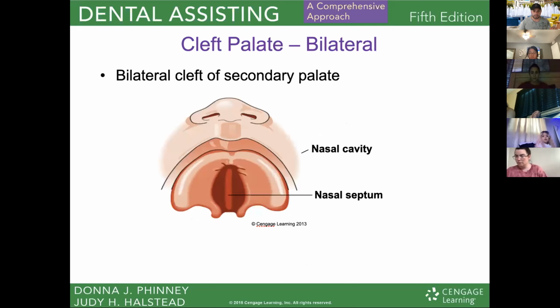A cleft palate, in this case, is the failure of the palatal shelves to fuse with the primary palate or each other. So we have this palatal suture that never really forms, and then the palatine bones never really fuse together. So we usually have the nasal septum that is exposed, that is usually exposing the sinuses and all that stuff. So cleft palate would be the next, I guess, more severe form, but it's not the most severe.